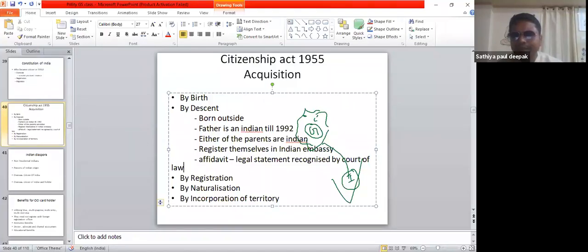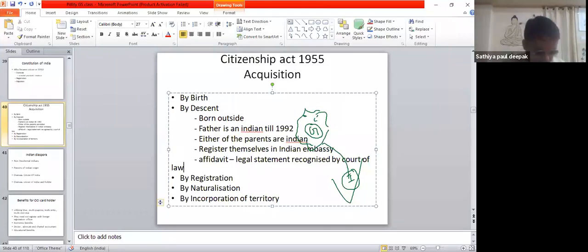If you are lying in an affidavit, you can be imprisoned up to 2 years in jail. That is a criminal act called perjury. If you are lying in an affidavit, a court statement, you can be imprisoned for 2 years. So for the fear of 2 years of imprisonment, anybody who gives a statement in the court of law would give a correct statement only. So a legal statement is recognized by a court of law.